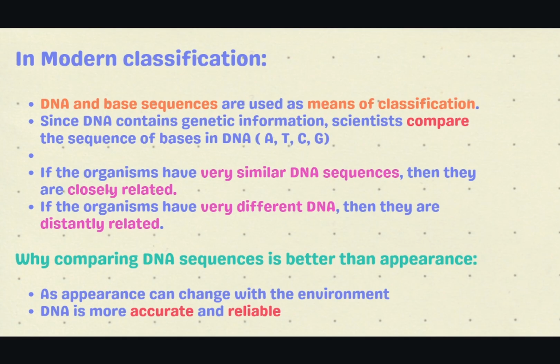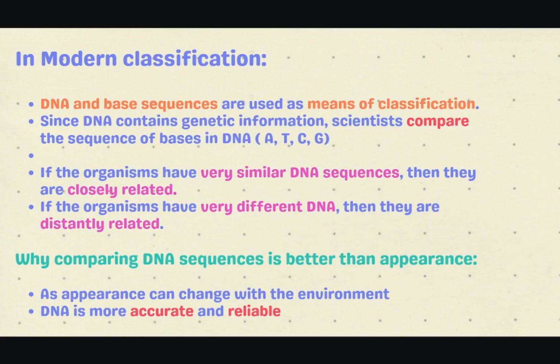So let's say we find two organisms and they have very similar DNA sequences. If they have very similar DNA sequences, then we say that they are closely related. But if they have very different DNA, then it means that they're not closely related, they're distantly related.